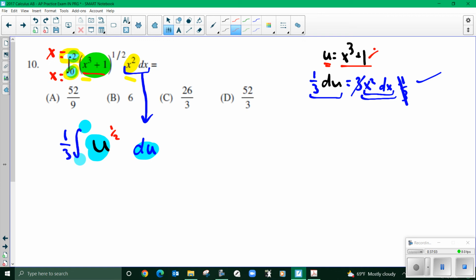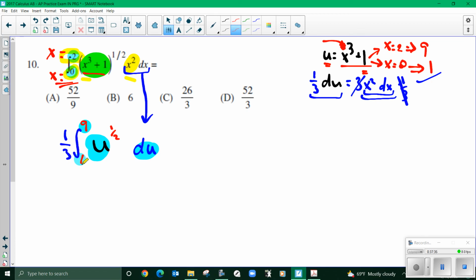So also, I just use this. What if x is 2? 2 cubed is 8, plus 1. That would give me a new upper bound of 9 in terms of u. What about when x is 0, the lower bound? Well, 0 cubed is 0, plus 1. When x is 0, the u value would be 1. So my lower bound in terms of u is 1.